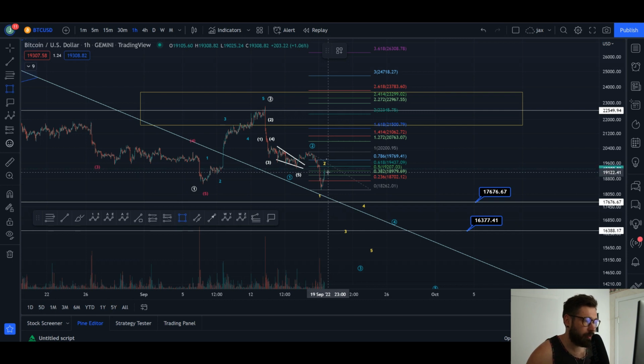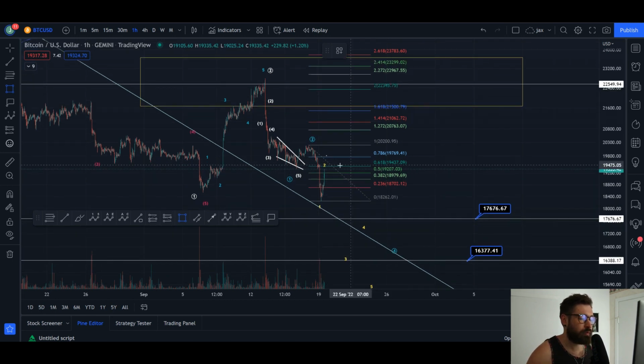Where are we at here? Let me open this up. Yeah. In between the 0.5 to 0.786 for a potential wave 2 before seeing continuation down in a wave 3.